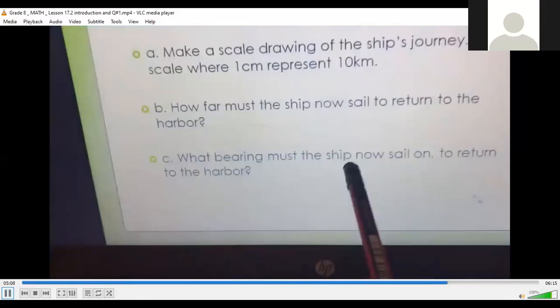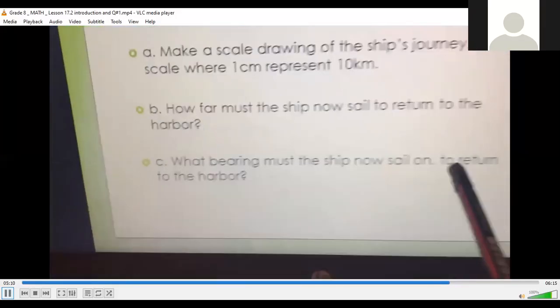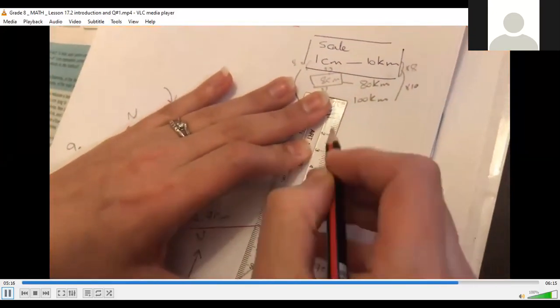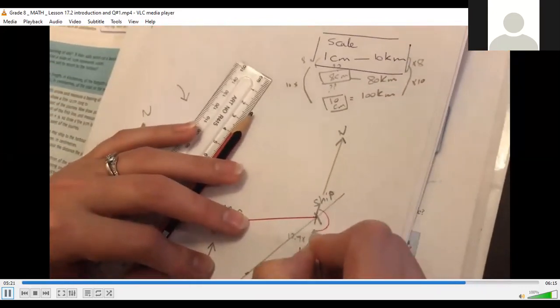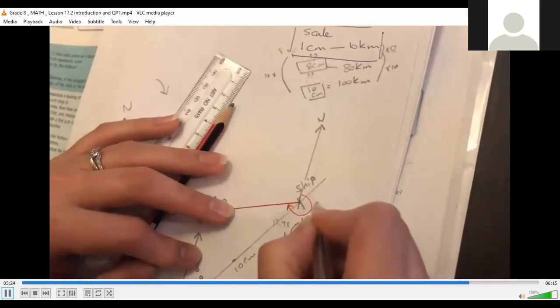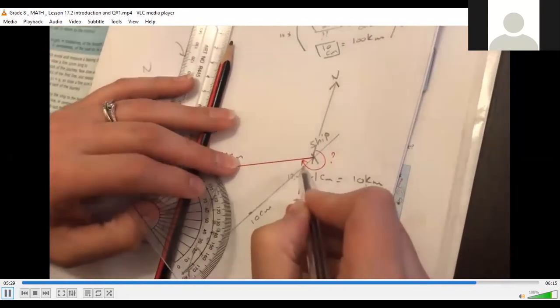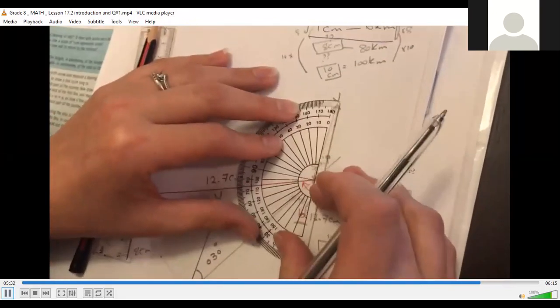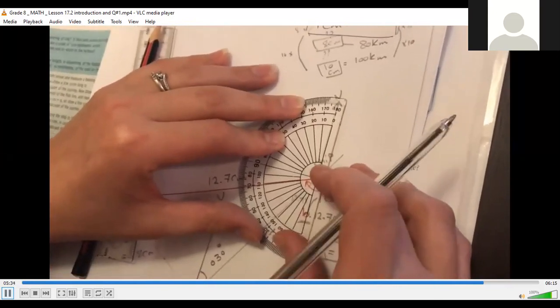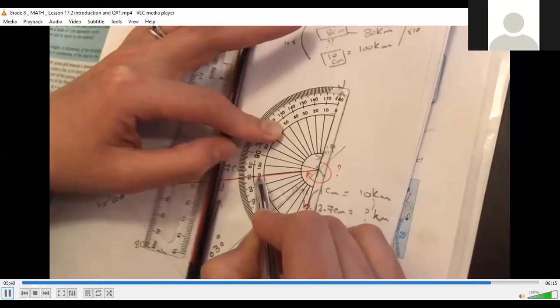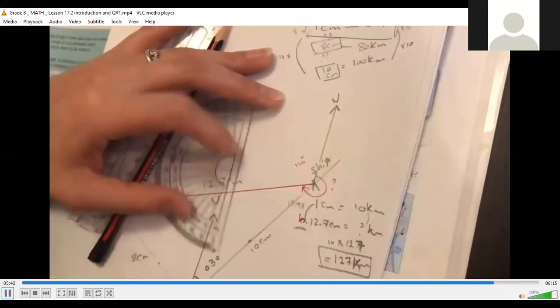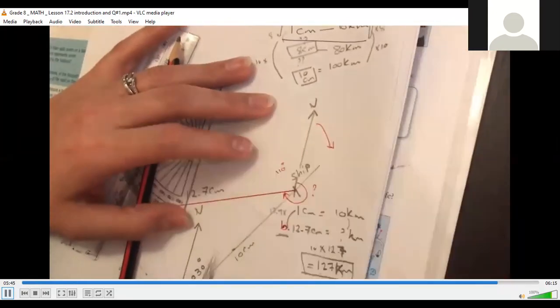What bearing must the ship now sail to return to the harbor? So when we are talking about bearing, remember, we always go by north. This is my north, and I want to find this part. If I want to find this bearing, you can measure the 180 degrees and then the small part, or you simply measure the counterclockwise part, which is from 0 till I reach about 110. But this is counterclockwise, and bearing should be measured from due north in the clockwise direction.